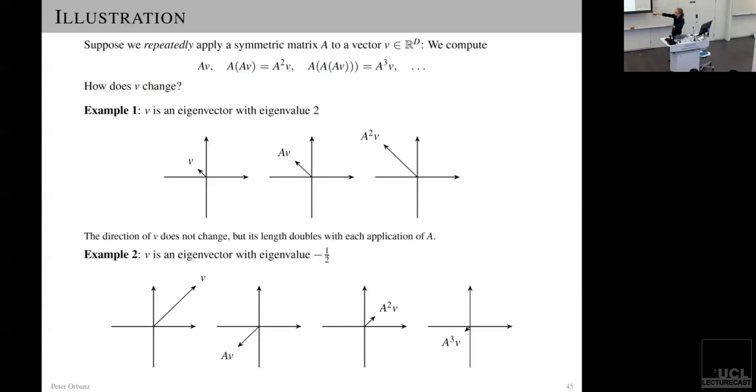Now in the second example, I take another vector. It's again an eigenvector, but this time the eigenvalue is -1/2. Now two things are going to happen. The length doesn't increase, it decreases, but it also changes sign each time I apply A. So here's my vector, and the first time it gets cut in half and flipped, so I get this. Then it gets cut in half again and flipped, I get this, and so forth. We're going to look at a non-eigenvector on the next slide, but for now, it's just an eigenvector.